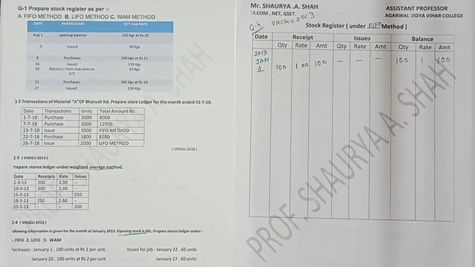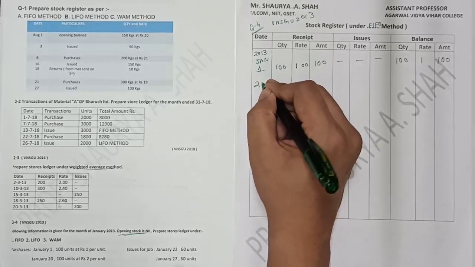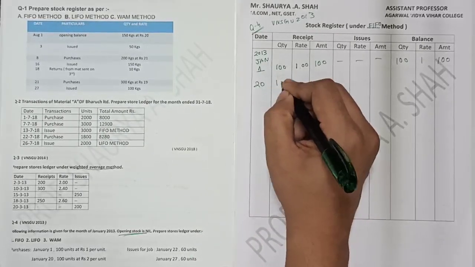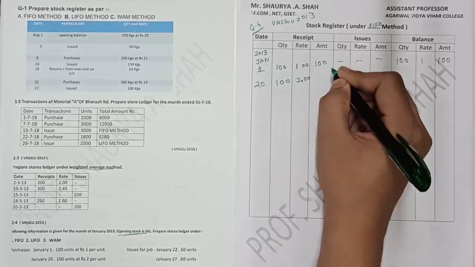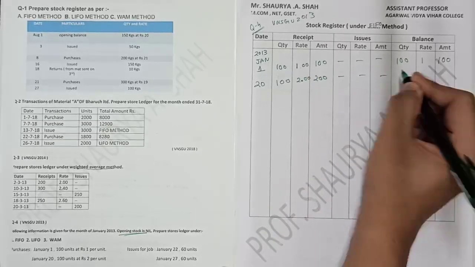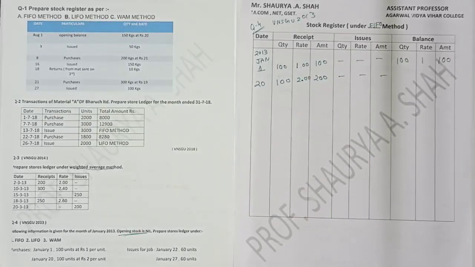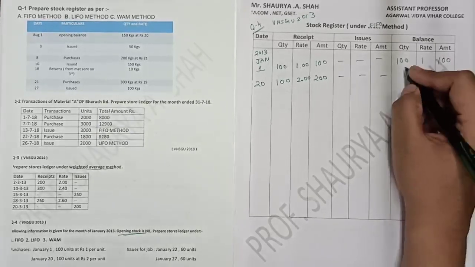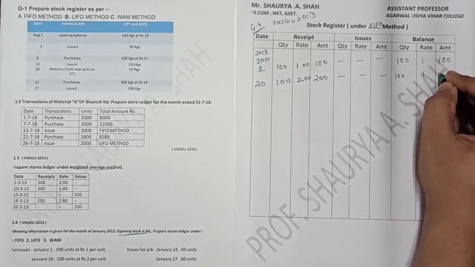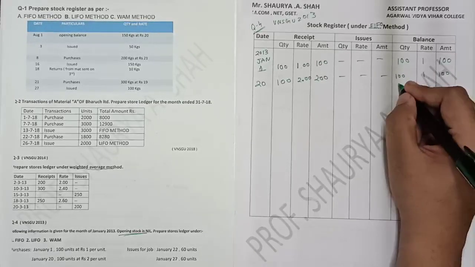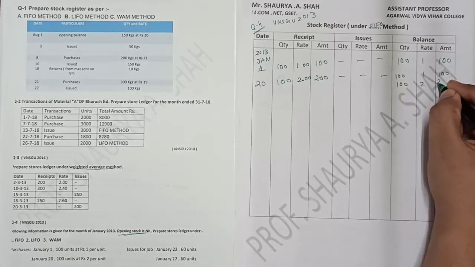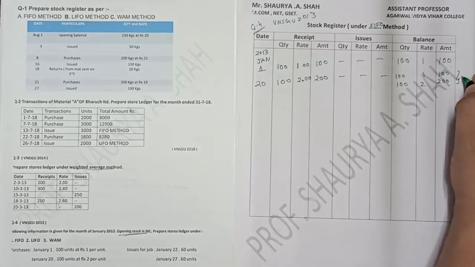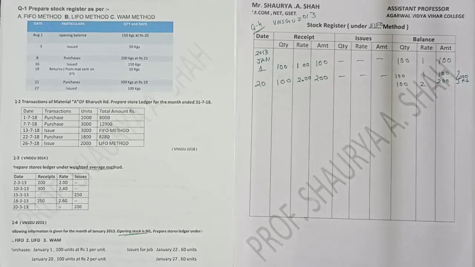Moving on to the next part, on 20 January you have received 100 more units at 2 rupees per unit, so 200 rupees. Now you need to write down the balance, students. The balance will have 2 quantities. Remember, this is FIFO. So the earlier 100 into 1, that is 100, and the new 100 into 2, that is 200. Overall I am having 200 units, that is my closing stock.